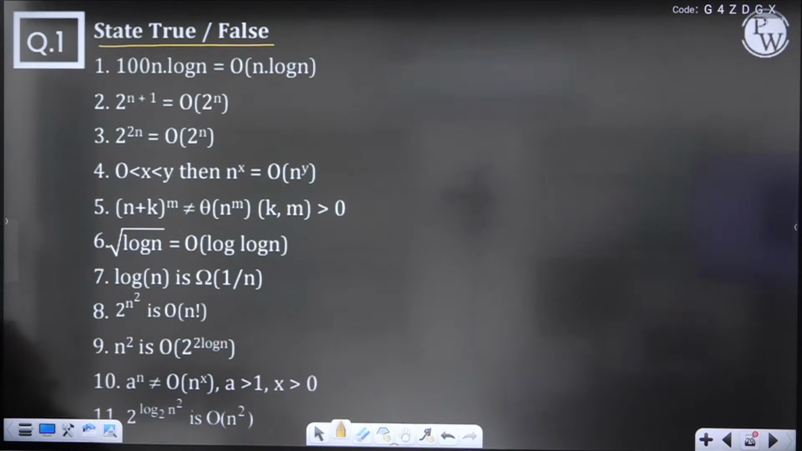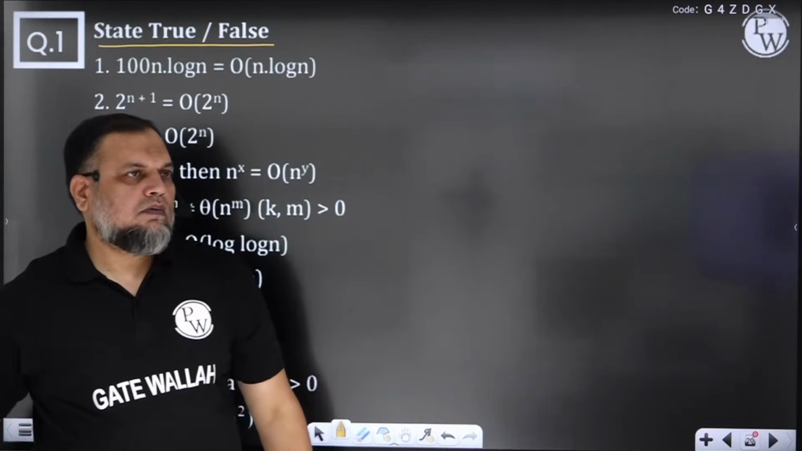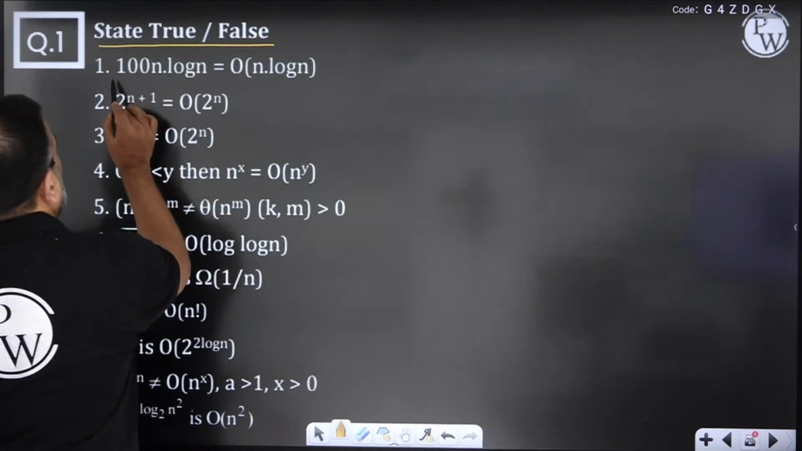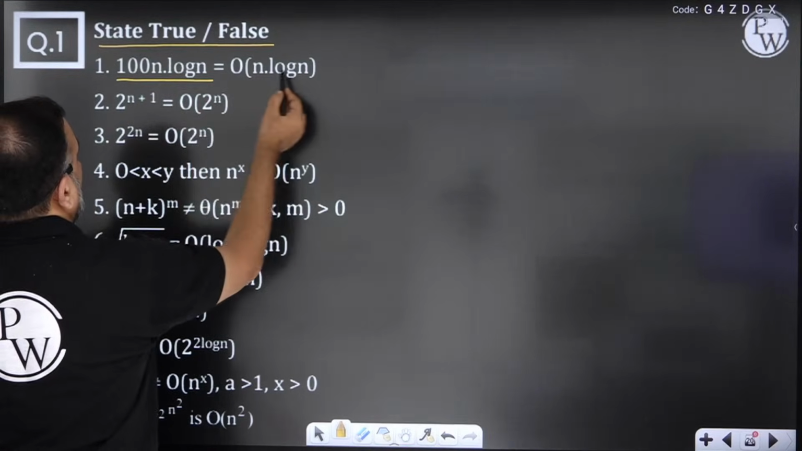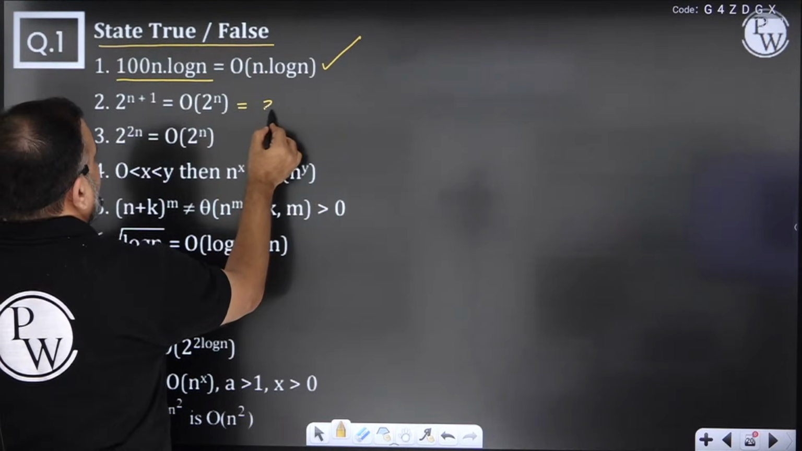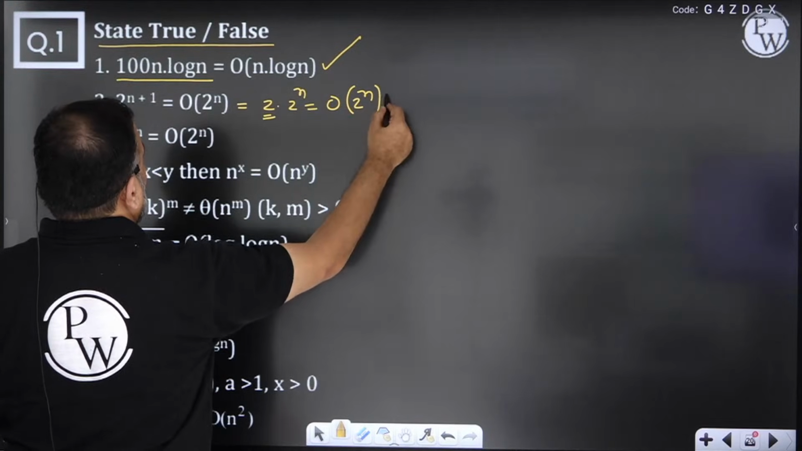Very good. चलिए स्टार्ट करेंगे, वन बाय वन, विल टेक एंड सी. First, 100 n log n, these constants, so therefore the order of n log n, perfectly correct. 2 power n plus 1 can be written as 2 into 2 power n, these constants, so therefore the order of 2 power n, perfectly correct.